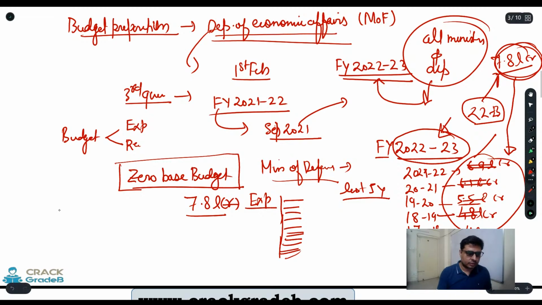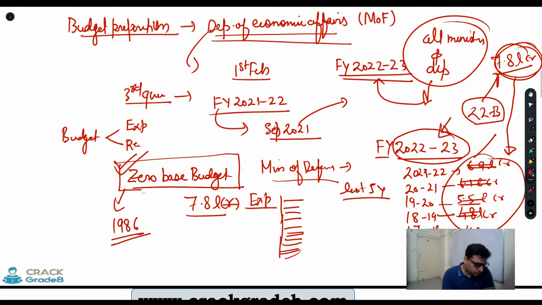So this is known as zero based budgeting, and in India it was started in 1986. 1986, quite old, but sometimes they do ask what you understand by zero based budgeting. Is it clear, zero based budgeting?